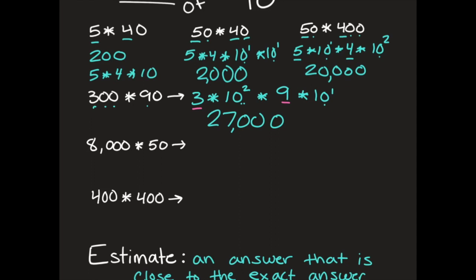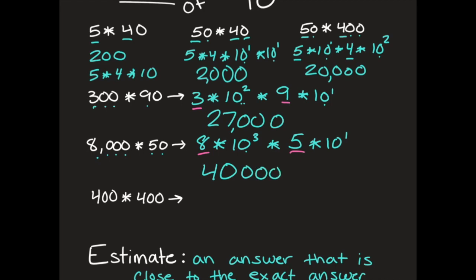All right, moving on to the next one here. I have 8 times 10 to the 3rd power times 5 multiplied by 10 to the first power. Like we've done before, I'm going to multiply those numbers. 8 times 5 is going to give me 40. And then I need to add on 3 zeros, 1, 2, 3, and 1 0. So when I'm done, my answer is 400,000.